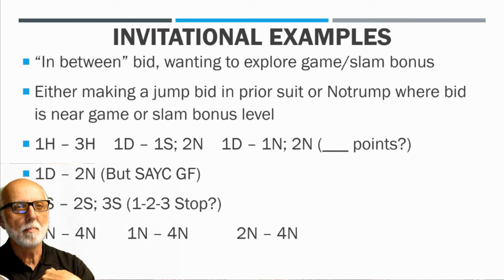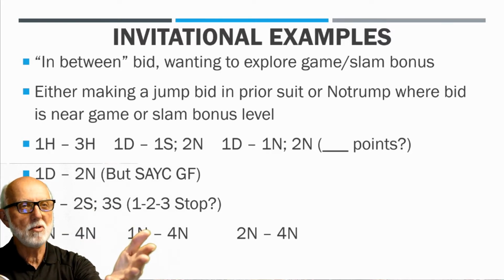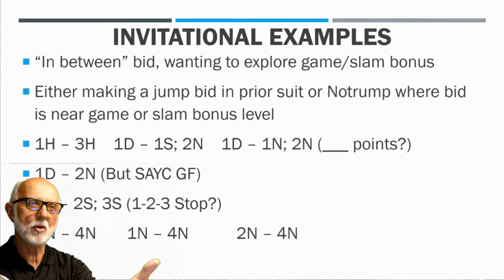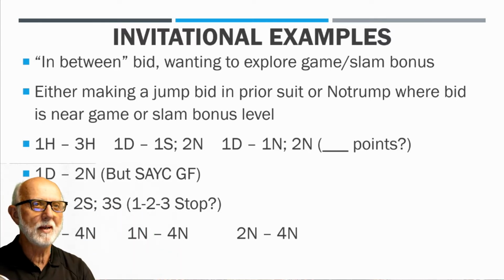Or 2 no trump would now have 20 to 21. If you have 13, you can go to slam. But if you have 11 or 12, then you can say 2 no trump, 4 no trump. Those are actually invitational bids.